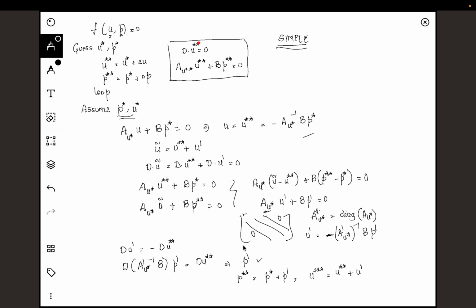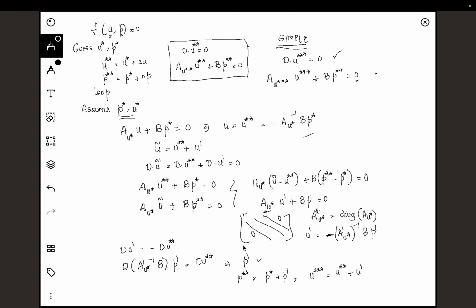So here we'll have U triple star, which will satisfy continuity by default because we are ensuring that this is satisfying continuity. But the question is, with this U triple star, now this A will also update. So this equation will be satisfied: D times U triple star equals 0. This will be satisfied because we are ensuring that it is satisfied. But the next equation, where you have A of U triple star times U triple star plus B times whatever is the new pressure I am getting, this equation may or may not be satisfied, which means now again we will have to update U triple star.